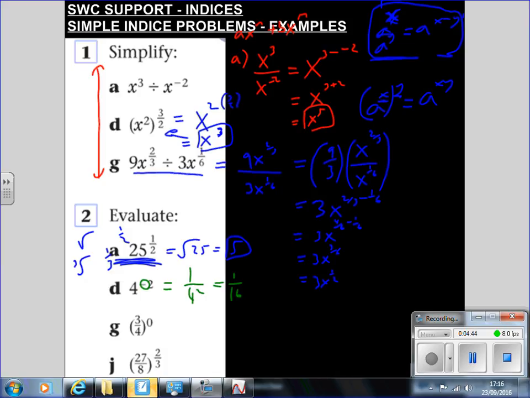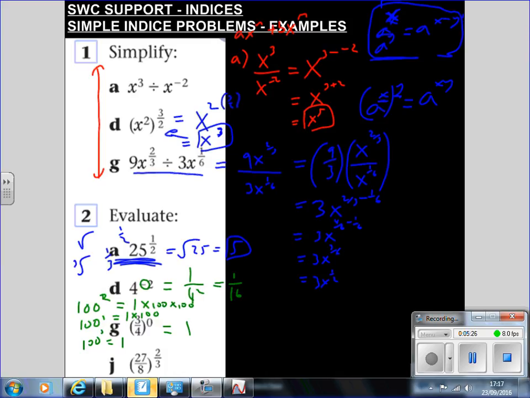3 over 4 to the power of 0. Anything to the power of 0 is 1. Anything. A million to the power of 0 is 1. Okay? That's because, when you say 100 to the power of 2, let's say, that's the same as 1 times 100 times 100, yeah? So if you say 100 to the power of 1, that's the same as 1 times 100. So if we say 100 to the power of 0, that's just 1. Do you see? That's how the logic works there.